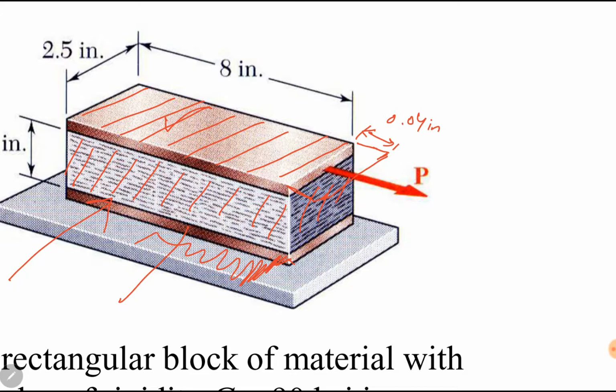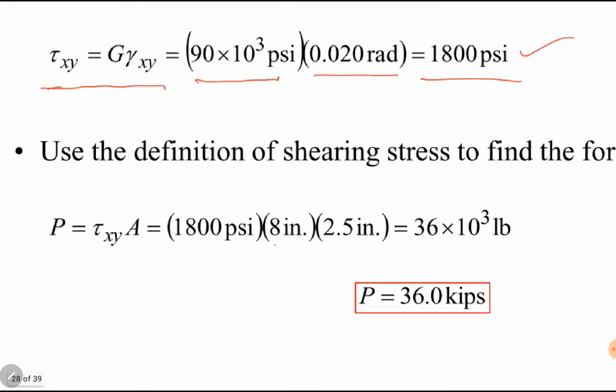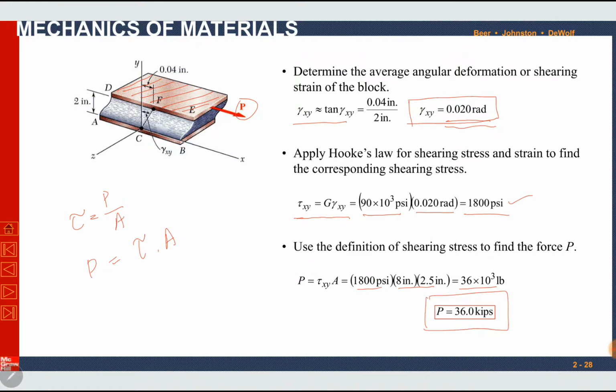So this area is 8 inch into 2.5 inch. 8 into 2.5 is the area. The stress is 1800 psi. Their product is 36 into 10 power 3 pounds, or 36 kilopounds. These two values were required, shear stress and load, and they have been calculated easily.